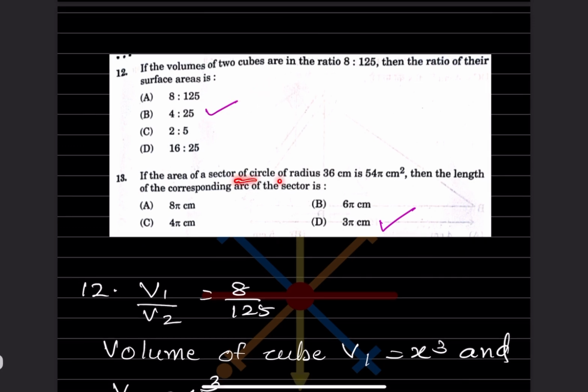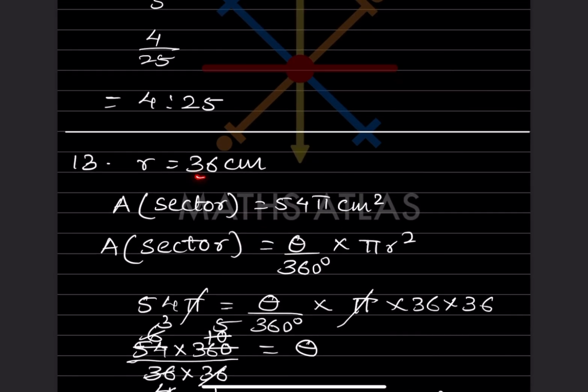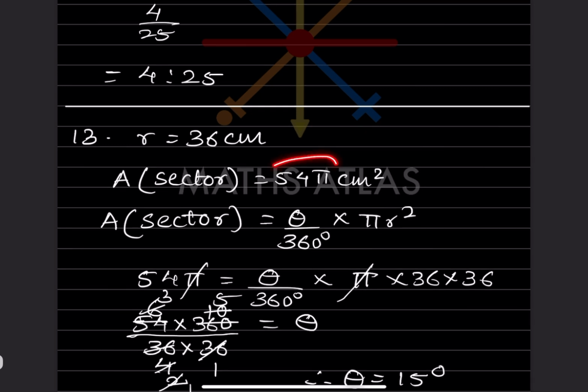If the area of a sector of a circle of radius 36 centimeters is 54 pi centimeter square, then the length of the corresponding arc of the sector is. Radius is given as 36 centimeter, area of the sector is given as 54 pi. The formula for the area of a sector is theta by 360 into pi r square. This is already given 54 pi, this we don't know, theta by 360 pi.